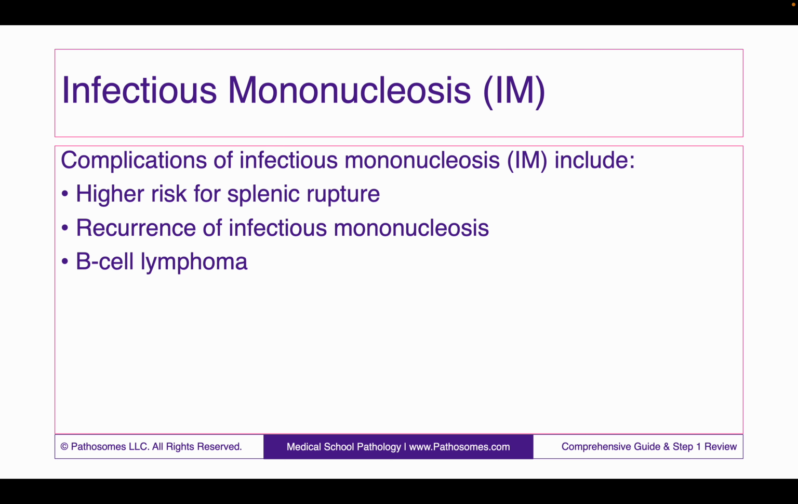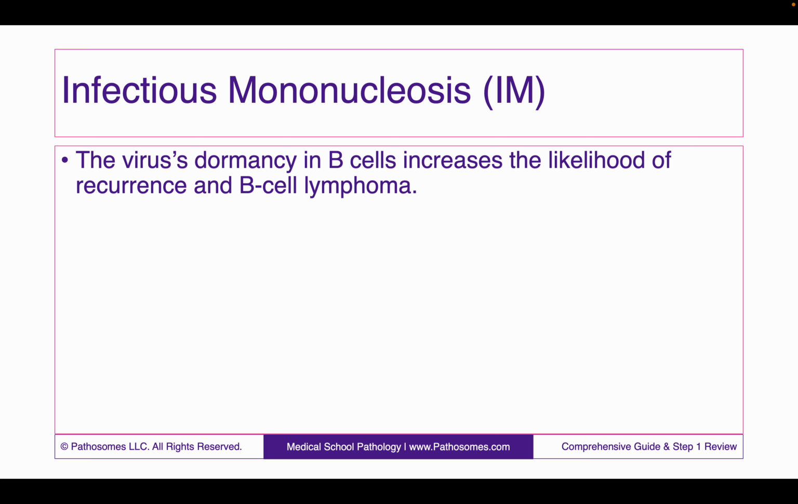Complications of infectious mononucleosis include higher risk for splenic rupture, recurrence of infectious mononucleosis, and B-cell lymphoma. The virus's dormancy in B cells increases the likelihood of recurrence, as well as B-cell lymphoma.